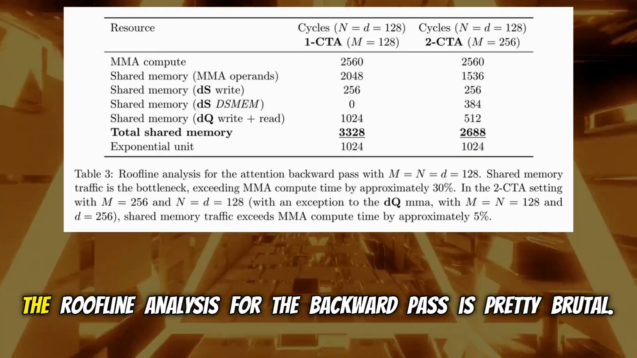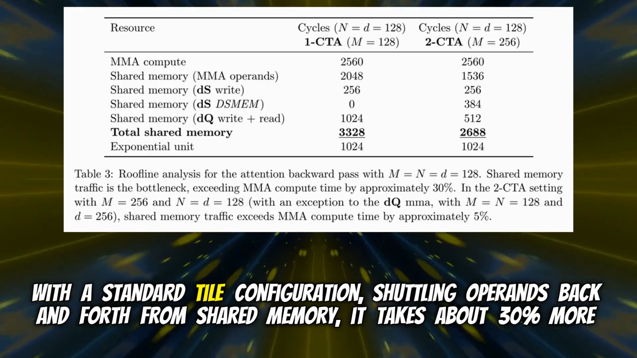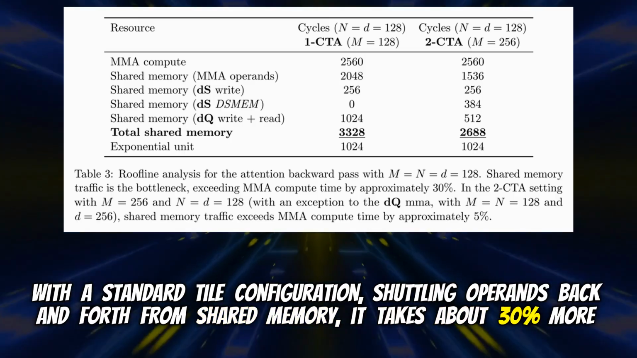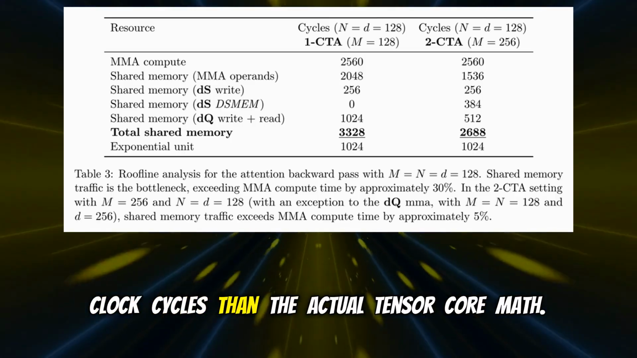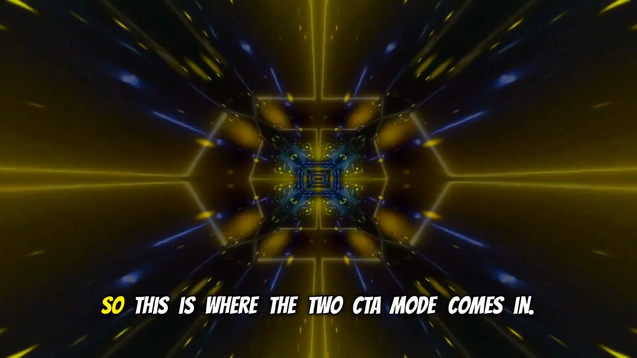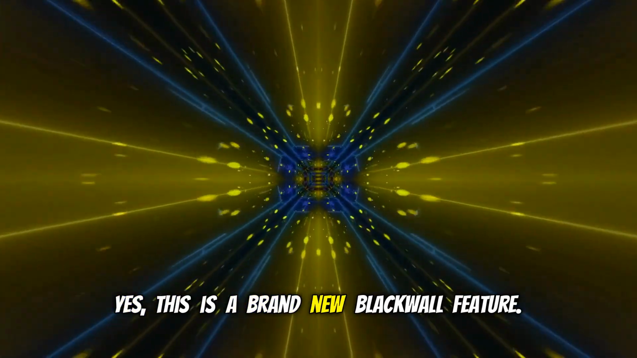It is. The roofline analysis for the backward pass is pretty brutal. With a standard tile configuration, shuttling operands back and forth from shared memory takes about 30% more clock cycles than the actual tensor core math. The whole system is completely memory bound. So this is where the Two-CTA mode comes in. Yes, this is a brand new Blackwell feature.